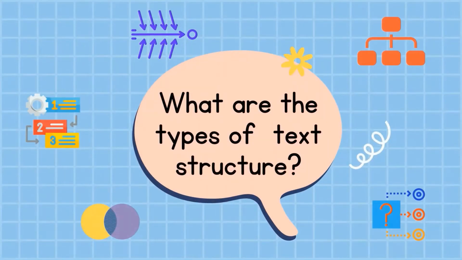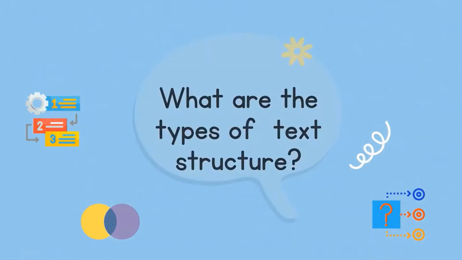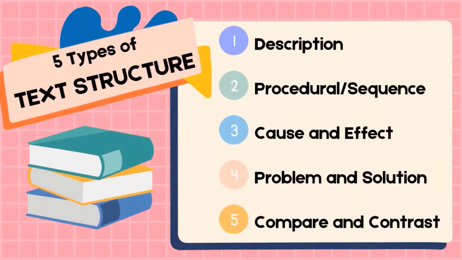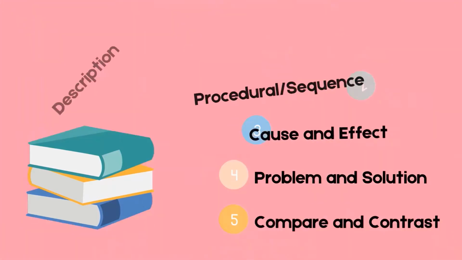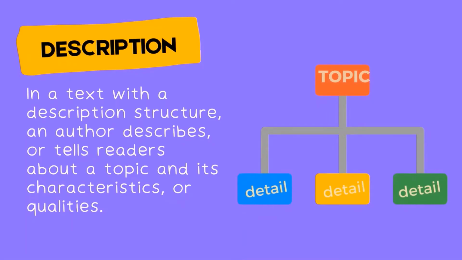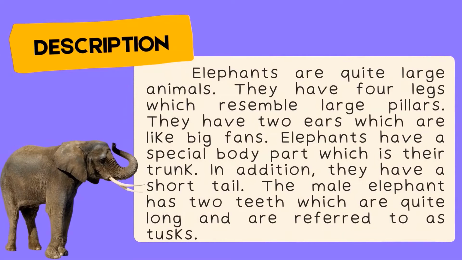What are the types of text structure? There are actually 5 types. We have description, procedural or sequence, cause and effect, problem and solution, and compare and contrast. Description. In a text with a description structure, an author describes or tells readers about a topic and its characteristics or qualities. Here is an example text.